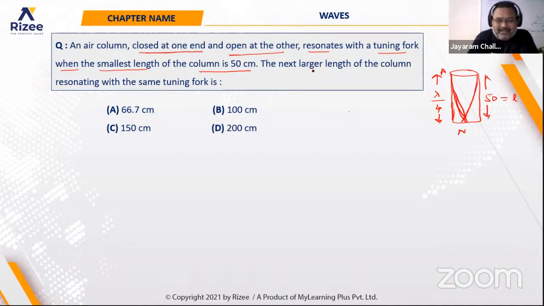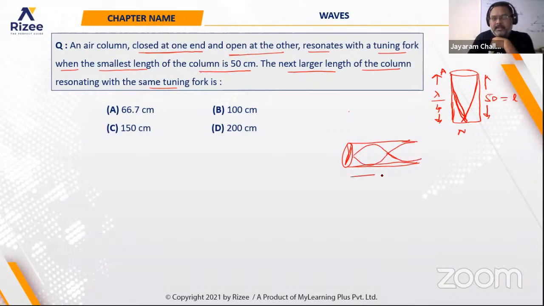The next larger length of the column resonates with the same tuning fork. So he is asking where the next resonance is going to occur. In this case, this is the closed end and the other end is the open end. The next resonance occurs where the length is 3 lambda by 4, that is 3 times your basic shortest length. So the next resonance is 3 into 50, which theoretically is 150 centimeters.